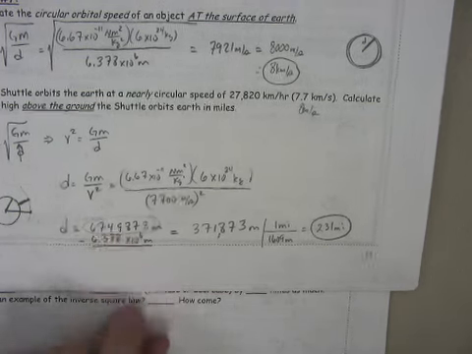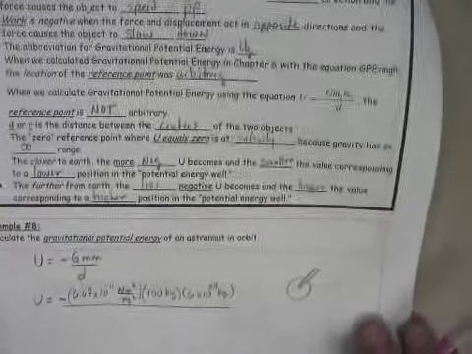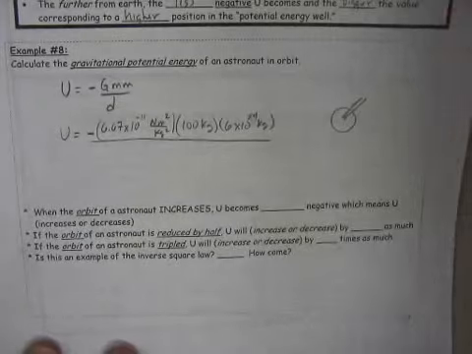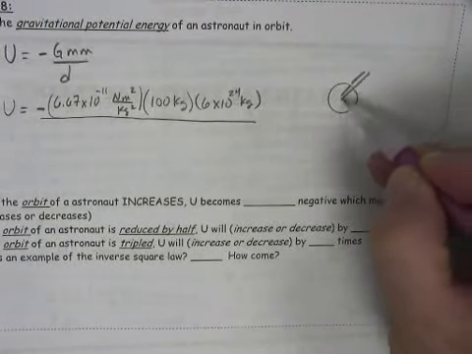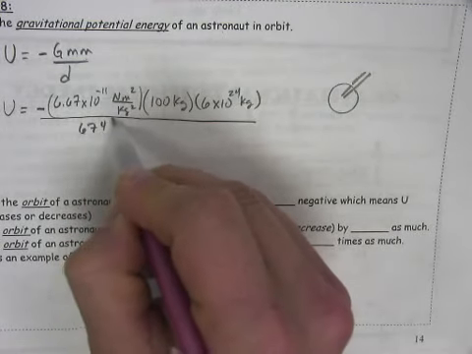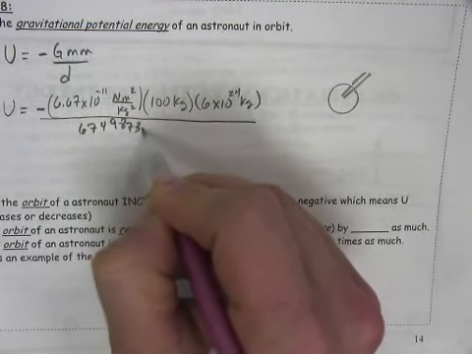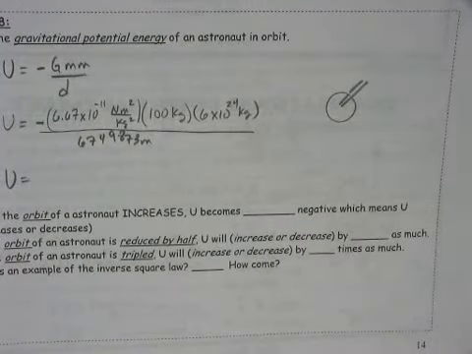So I'm going to go ahead and transfer that number to my equation. That number is this guy. That's the whole thing. And so if I transfer it, it's going to be 6,749,873 meters. And I'm going to go ahead and plug that into my calculator.